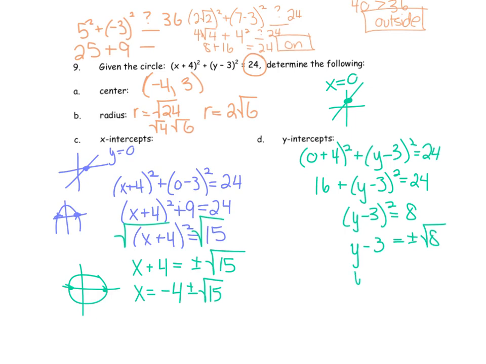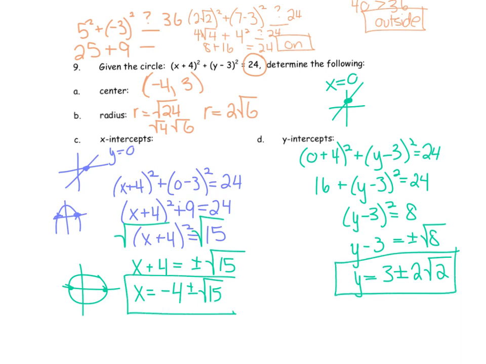So now add 3 to both sides. Y is going to equal 3 plus or minus, let's simplify the square root of 8. Hopefully I don't have to show that step. It's just 2 square roots of 2, because it's square root of 4 times the square root of 2. And those are my two y-intercepts.